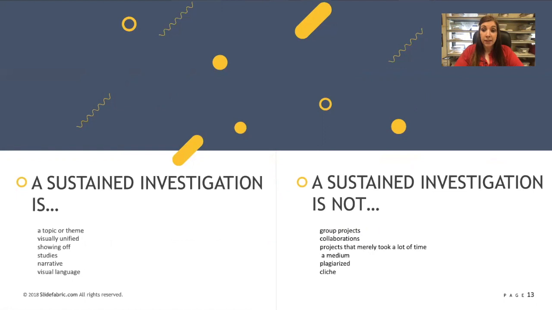Things like studies that then develop into finished pieces is part of a sustained investigation. A narrative could also be a sustained investigation. If you're wanting to do a narrative, talk to me a little bit about it, because I think doing a sequential narrative where you have to do all the pieces is not the best idea. I think it's better to do a narrative where each piece is kind of its own story, and then maybe you have a general theme that ties all the stories together.